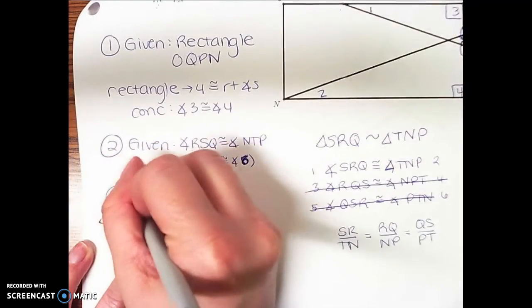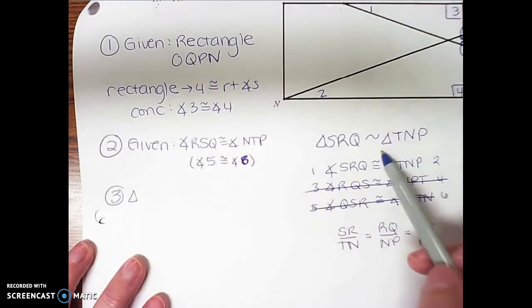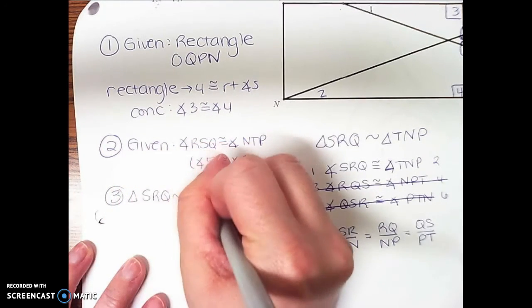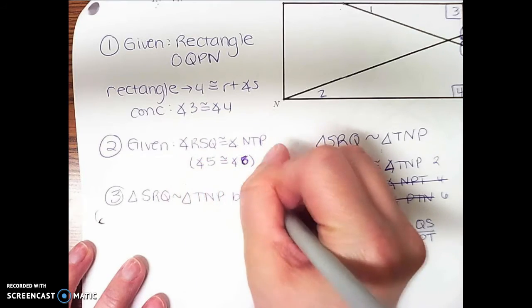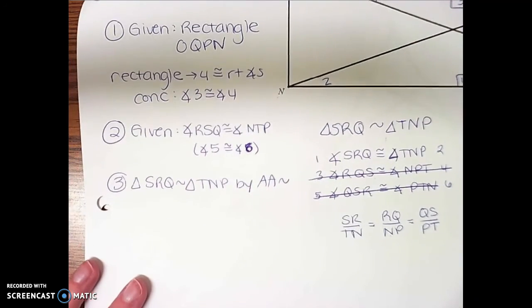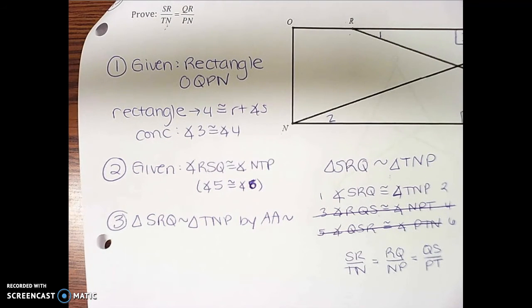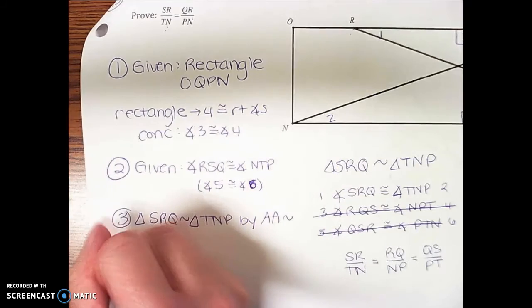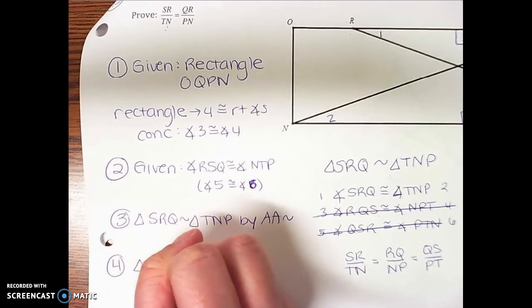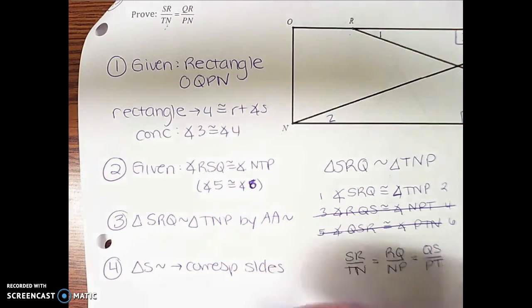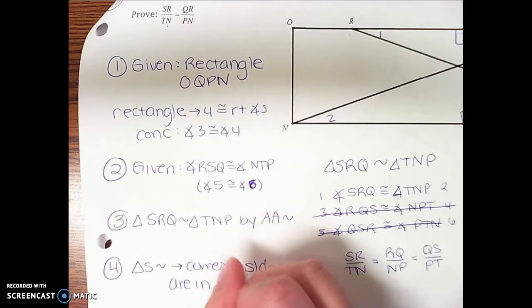So step 3 is to say that my triangles are similar, using my similarity statement that I already wrote, by angle-angle similarity. And again, I want to prove that the sides are in proportion. Once I prove that the triangles are similar, I know that sides are in proportion, so I just need to write that. If triangles are similar, then corresponding sides are in proportion.